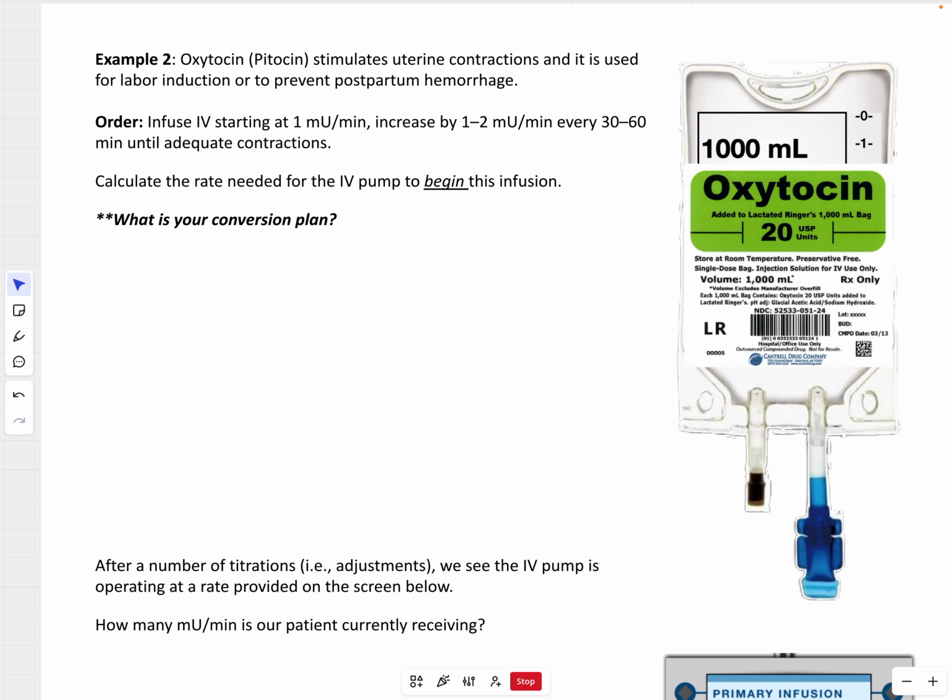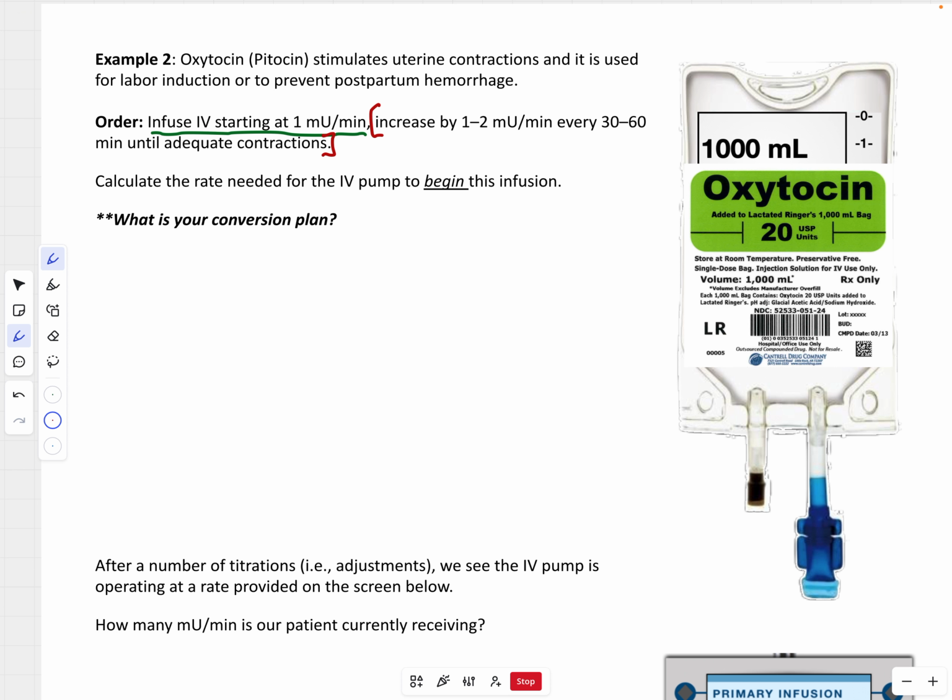Now, this problem is hinting at a few topics that we're going to see later in the course, which is titration. What we're told is that the patient that we are working with, we need to make sure that we start their infusion so that they're getting 1 milliunit per minute. This information about increasing by 1 to 2 milliunits every 30 to 60 minutes until adequate contractions, that's definitely important. But we're going to focus just on the initial rate, initial starting value.